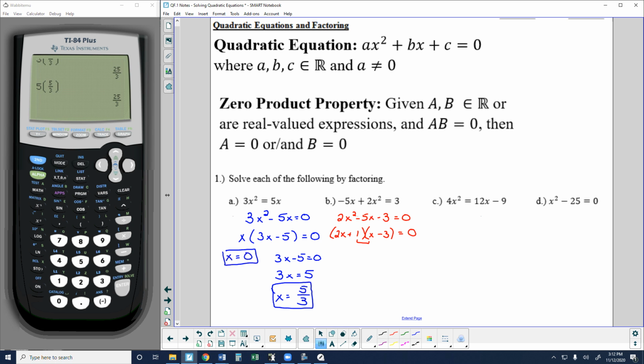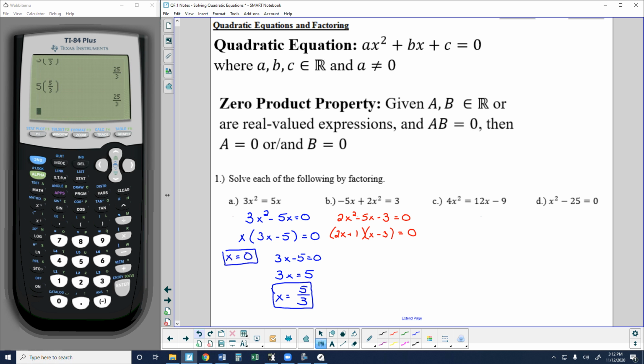Let's check that. So when I distribute the inners, that's x. When I distribute the outers, that's negative 6x. Negative 6x plus x does give me negative 5x. So I have factored this one correctly. So 2x minus 1, sorry, 2x plus 1, and x minus 3.